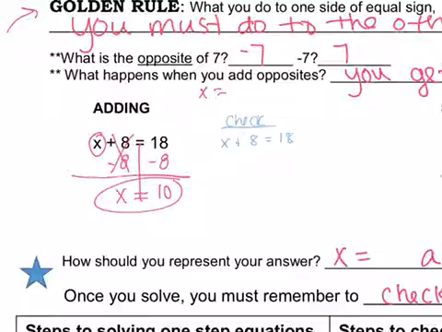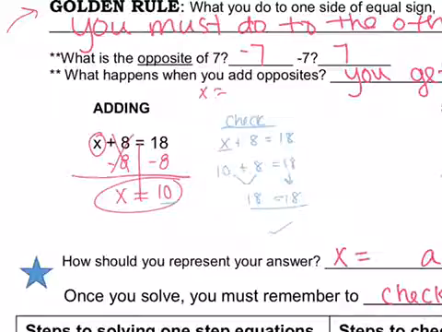You replace the variable with your answer. So we got 10, so I'd replace x with 10. And then you solve it. Well, we don't have to solve this side. This side is just 18, but this side we can. 10 plus 8 is equal to 18. And because 18 does equal 18, it checks out.